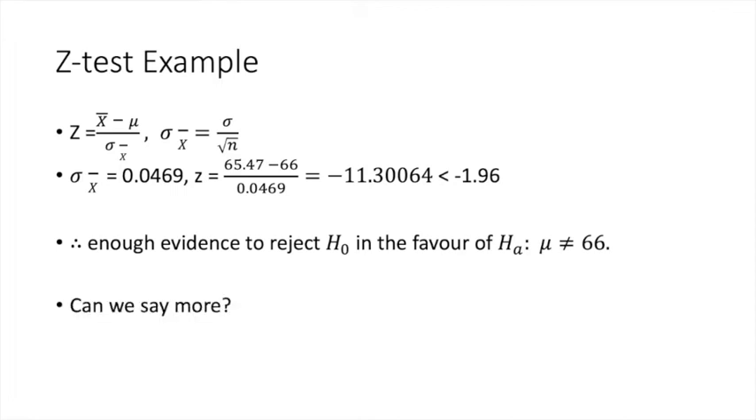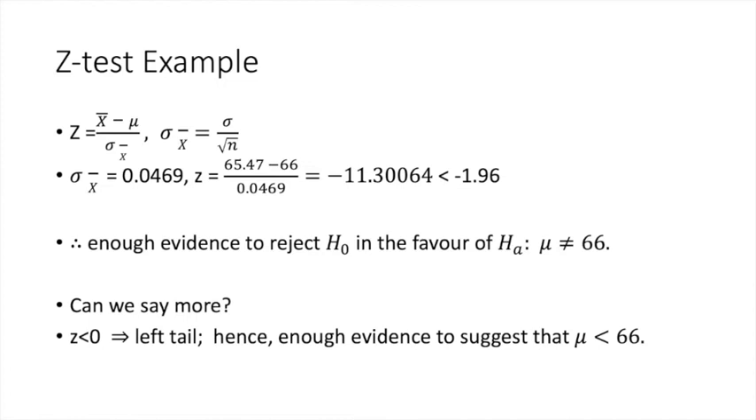So we can say that the mean value is not 66, but can we say more? Well, since the z-score is negative, it implies the observed mean value falls in the left tail, and therefore the evidence suggests that the mean value is less than 66 as assumed under the null hypothesis. This shouldn't surprise anyone because the observed sample mean value of 65.47 was also less than 66.